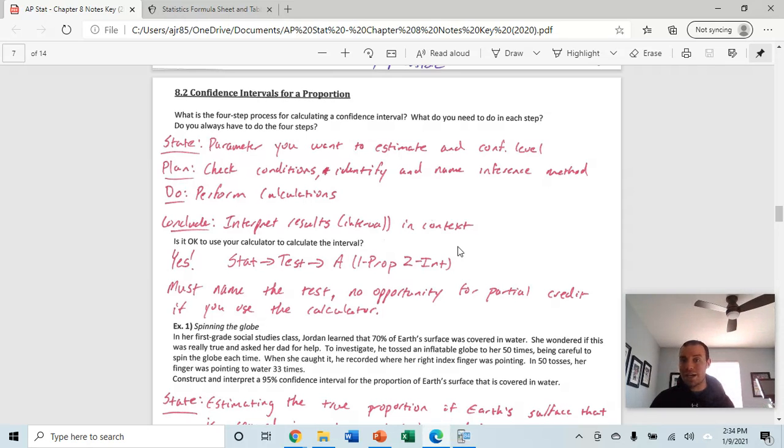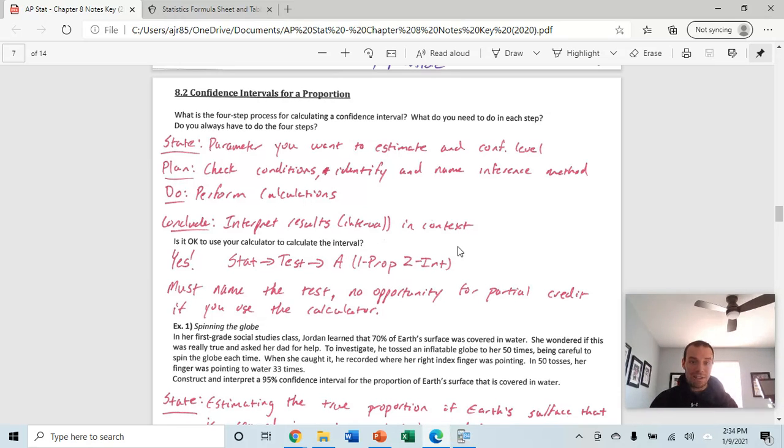Check your conditions, identify and name the inference method. We're going to be seeing lots and lots of different inference methods from now until the end of the year. It's important that you get the name correctly down. Step 3, do. Actually perform your calculations. Step 4, conclude. Interpret your results in the context of the problem. That's where we get to our point. We are blank % confident that the interval from blank to blank captures whatever we're talking about.